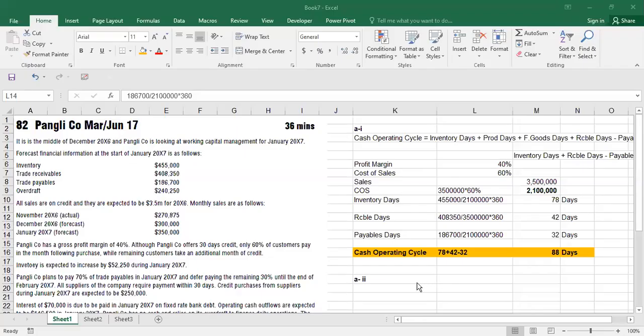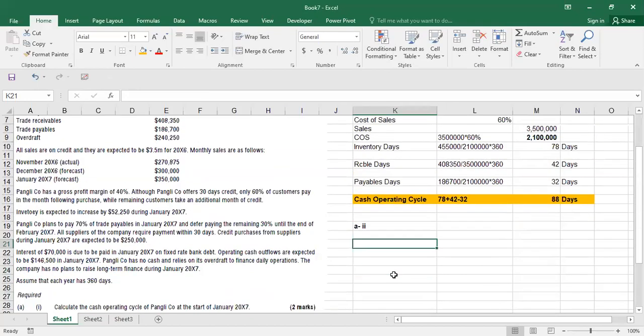Let's talk about first that we have to calculate our overdraft, and overdraft will depend on how much receivables you have, how much payables you have, etc. Okay, so let's first calculate our receivables.